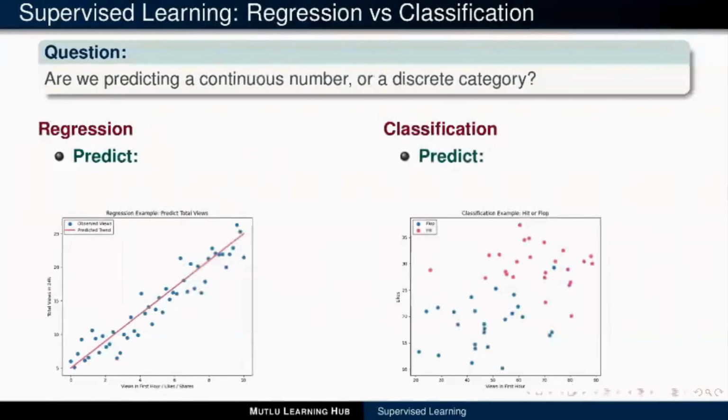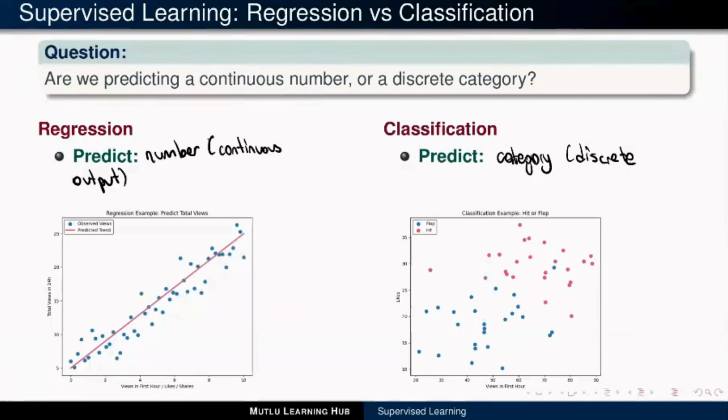What's next? We are going to focus on supervised learning, and we are going to compare regression and classification. Our main question is the following. Are we predicting a continuous number or a discrete category? When we do regression, we predict a number, or you can say continuous output. When we do classification, we predict a category, or you can say a discrete outcome.